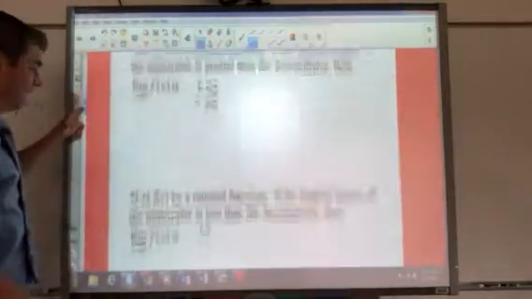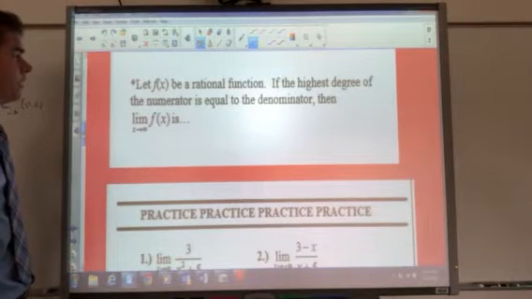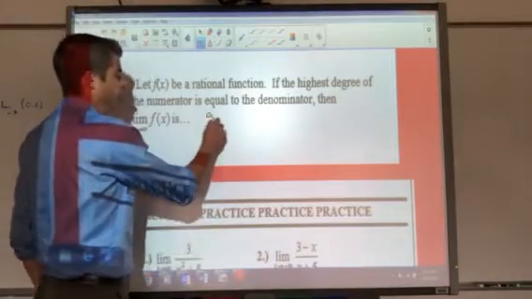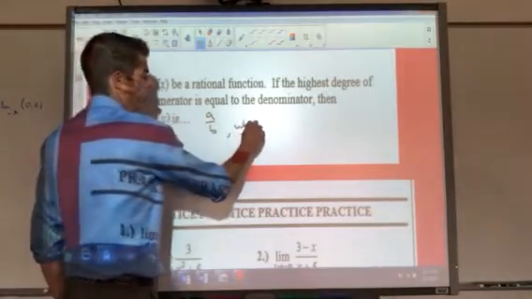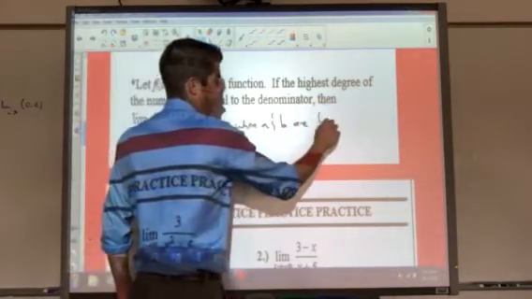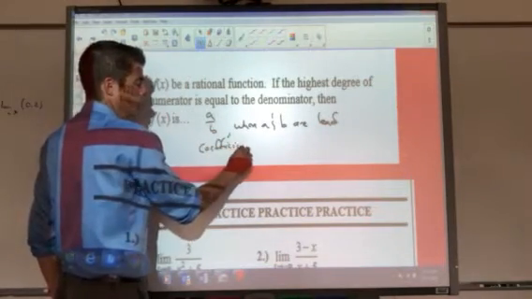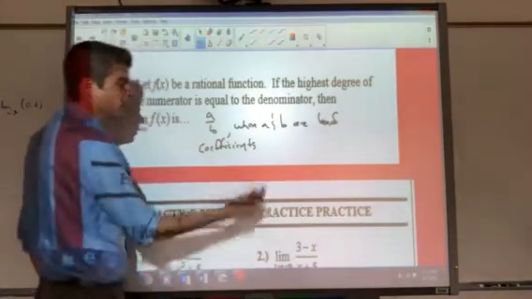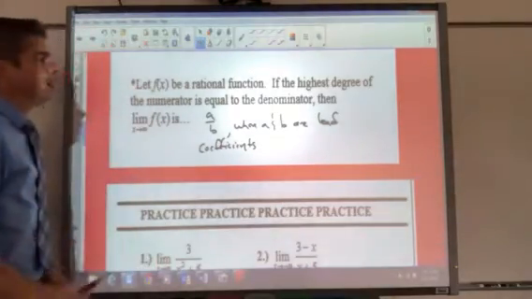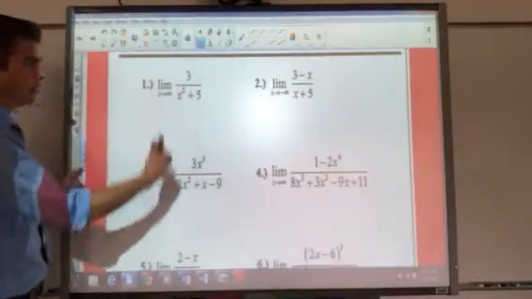And so then if there is a tie, and that's this last case, right? If the highest degree of the numerator is equal to the denominator, then your limit as x approaches infinity would be the ratio of a to b, where a, there it is, and b are the lead coefficients of your function. Lead coefficients, leading terms, when put in order from the highest degree down to the lowest degree. Okay, so our job then is to take a look at rational functions and to decide, comparing who wins.